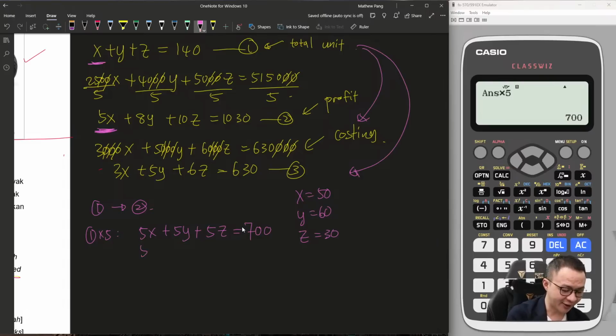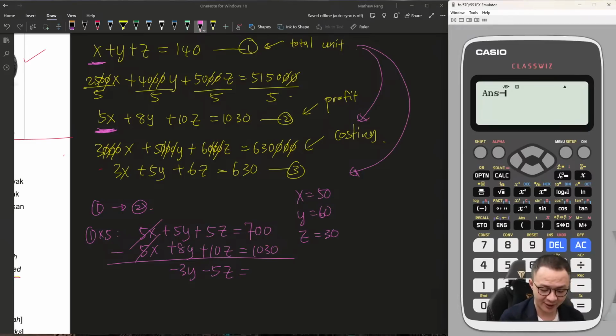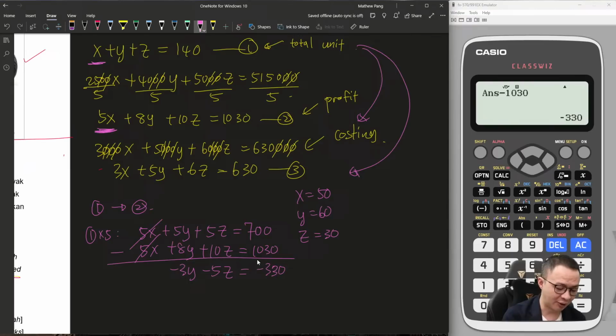Then I take the second equation and copy it at the bottom, because right now I want to do elimination. I can minus them. So this one is negative 3y minus 5z equals minus 330. Multiply negative for the whole equation, so it equals 330. This is one of my equations. Maybe I call this my fourth equation.